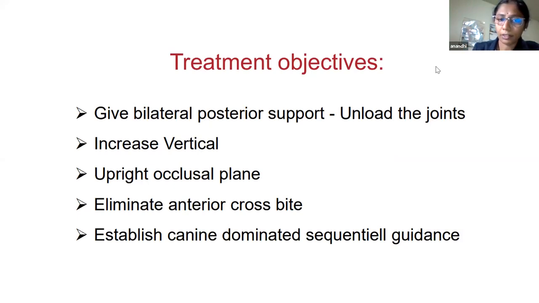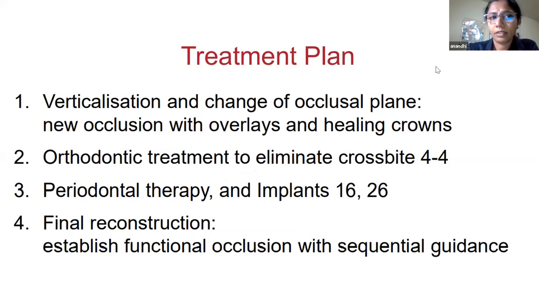So then how are we going to achieve all these treatment objectives? We do verticalization and change of the occlusal plane. His occlusal plane is flat, so we need to steepen it, right? So we increase the vertical. When you increase the vertical, the occlusal plane steepens as well. So we are going to increase the vertical to correct the class 3 he has.